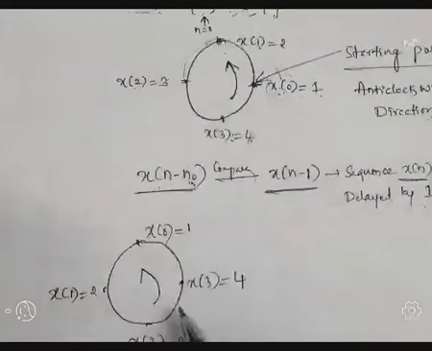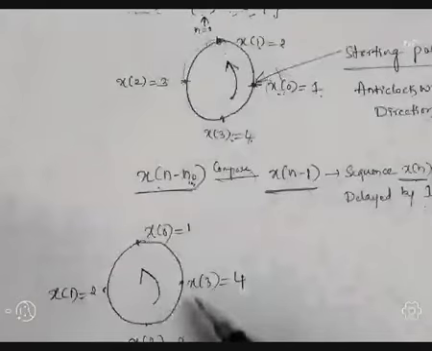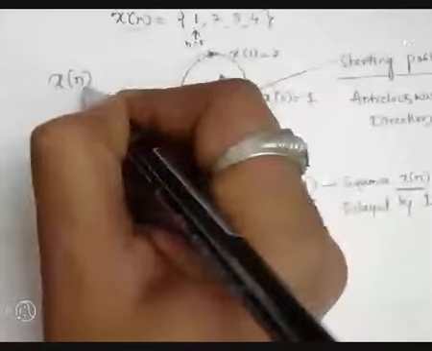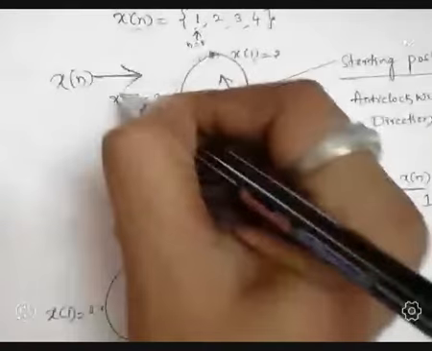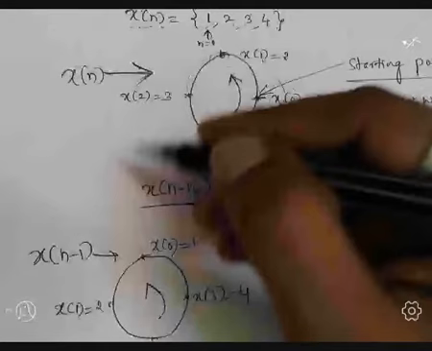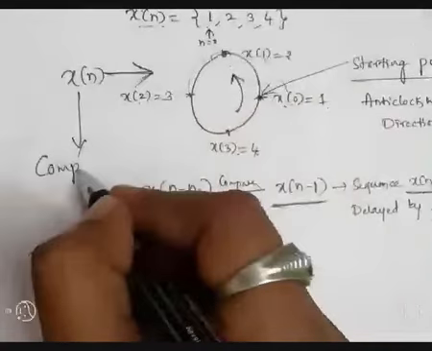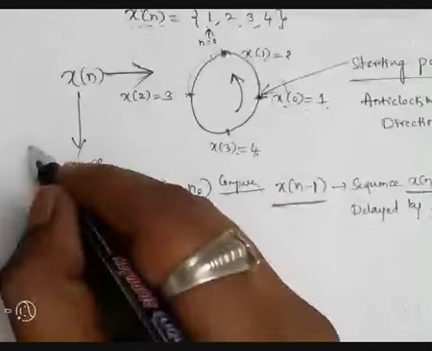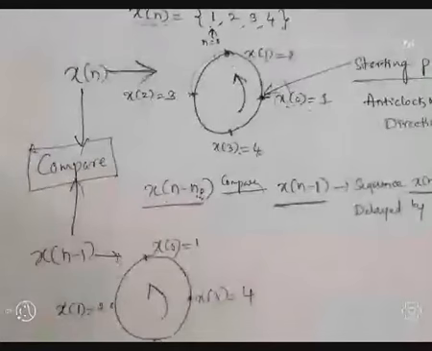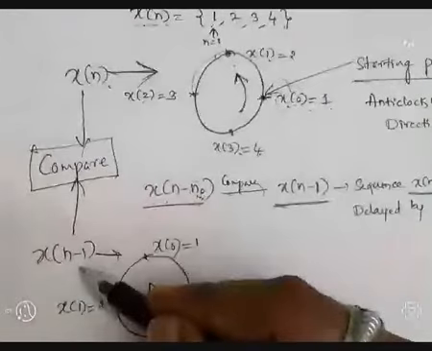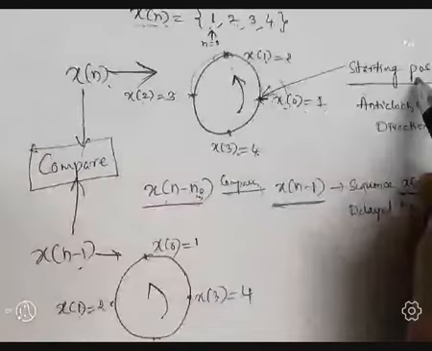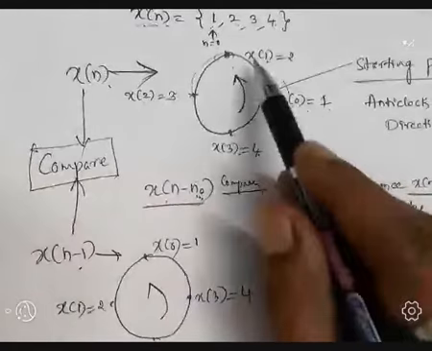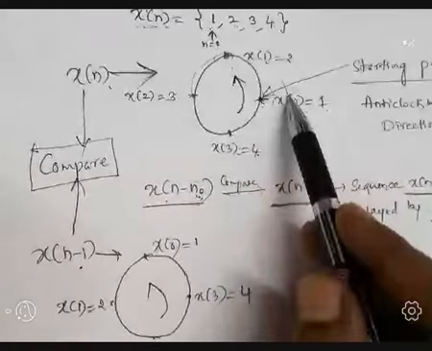This is x of n. This is x of n minus 1. Now compare these two things: x of n and x of n minus 1. Here, this is the starting position. In place of the starting position, what? This starting position is moved one position to here, up by one sample.